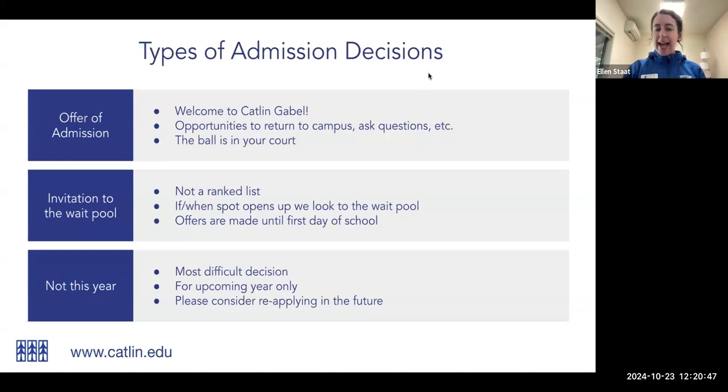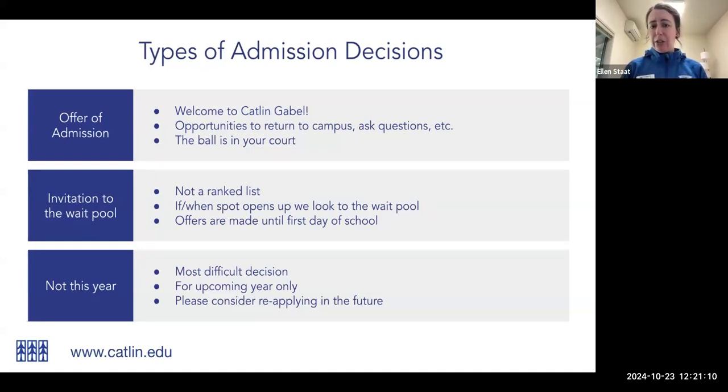And then finally, I wanted to talk through the different types of admission decisions that you would see from Catlin Gable. So the first one would be an offer of admission. It's our welcome to Catlin Gable. We have a spot for you, and we really hope you're able to take that spot. And that would be if you receive an offer of admission on that March 7th decision day.